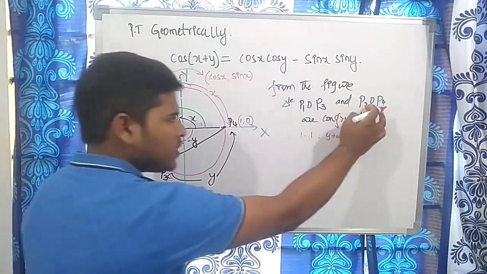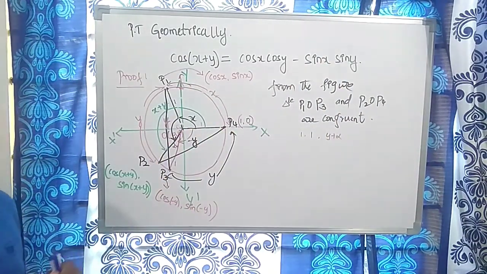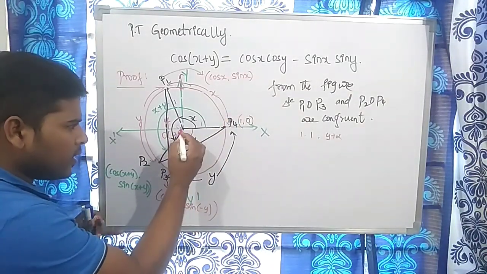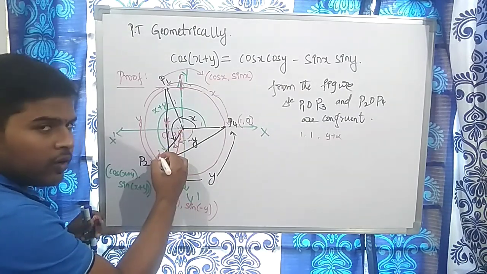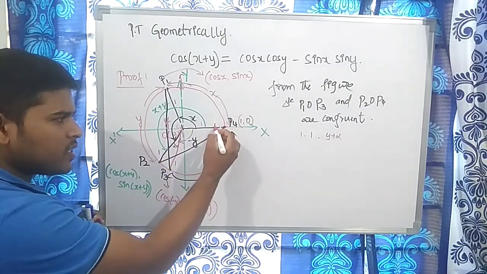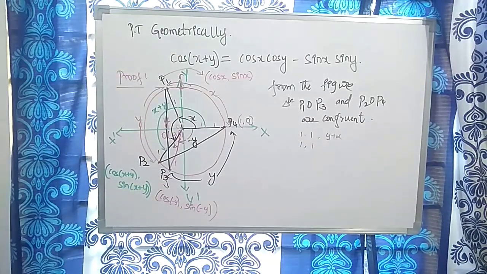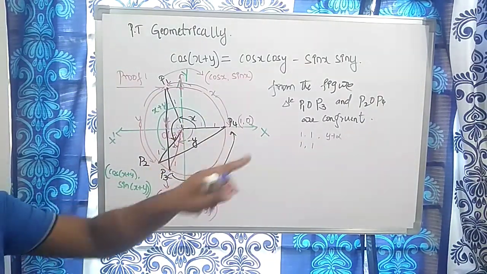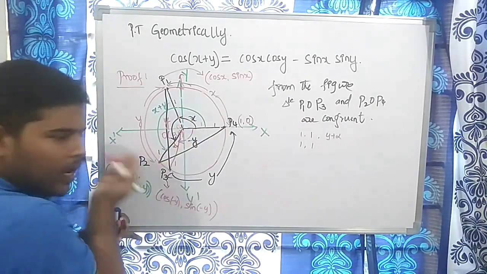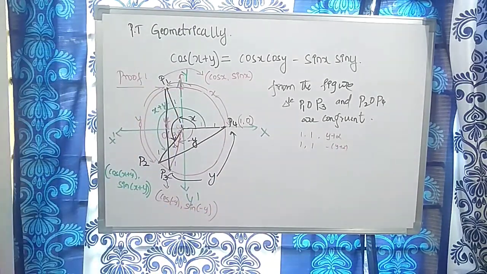Then observe the second triangle, P2 O P4. Observe carefully. Clearly, the distance from O to P2 is 1 unit because it is a unit circle. O to P4 distance is 1 unit. So in this triangle also, two sides are equal. In triangle P2 O P4, two sides are equal. Then see the opposite angle, minus y radian. Your angle, if I take in a clockwise direction, is minus of y plus alpha.